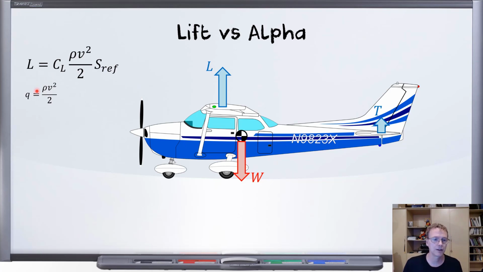I'm going to combine this whole term, 1/2 rho v squared, and I'm going to give it the simplified letter Q. I'm just going to call it Q from now on. That stands for, it's Q for dynamic pressure, of course.